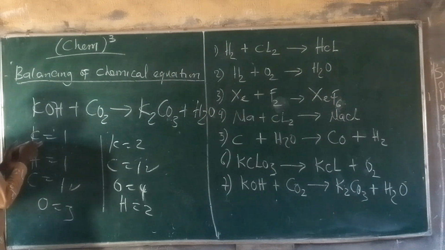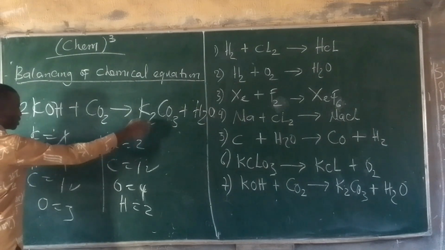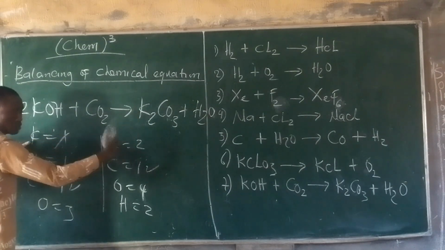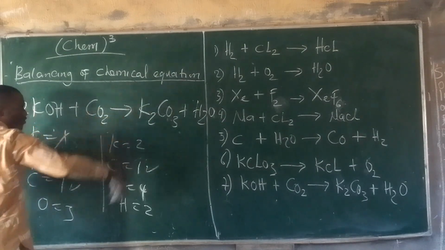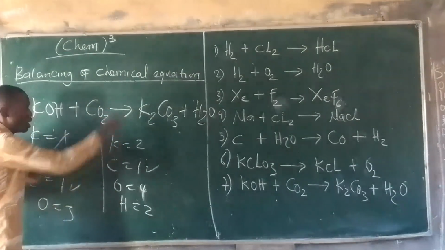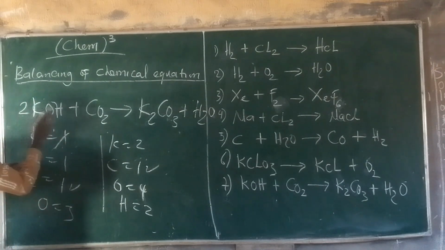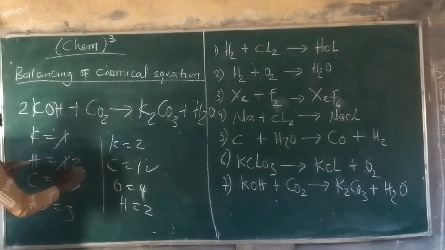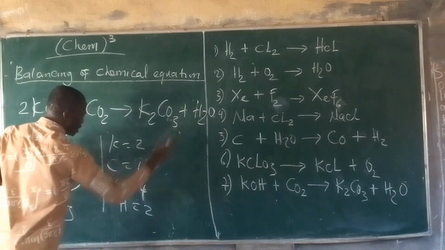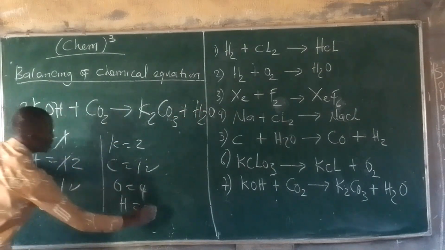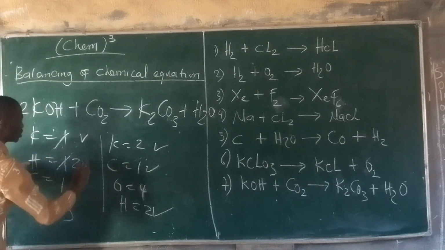Let's start with potassium. If I add 2 to this side, it will be 2 times 1 is 2 for potassium. This is already 2. Already 1 times 2 is 2. If there's no coefficient in front of the element, we assume it to be 1. So 1 times 2 is also 2. Let's check for the hydrogen. 2 times 1, hydrogen becomes 2. Now already hydrogen is 2 on this side. So hydrogen is good, potassium is good, we are good.